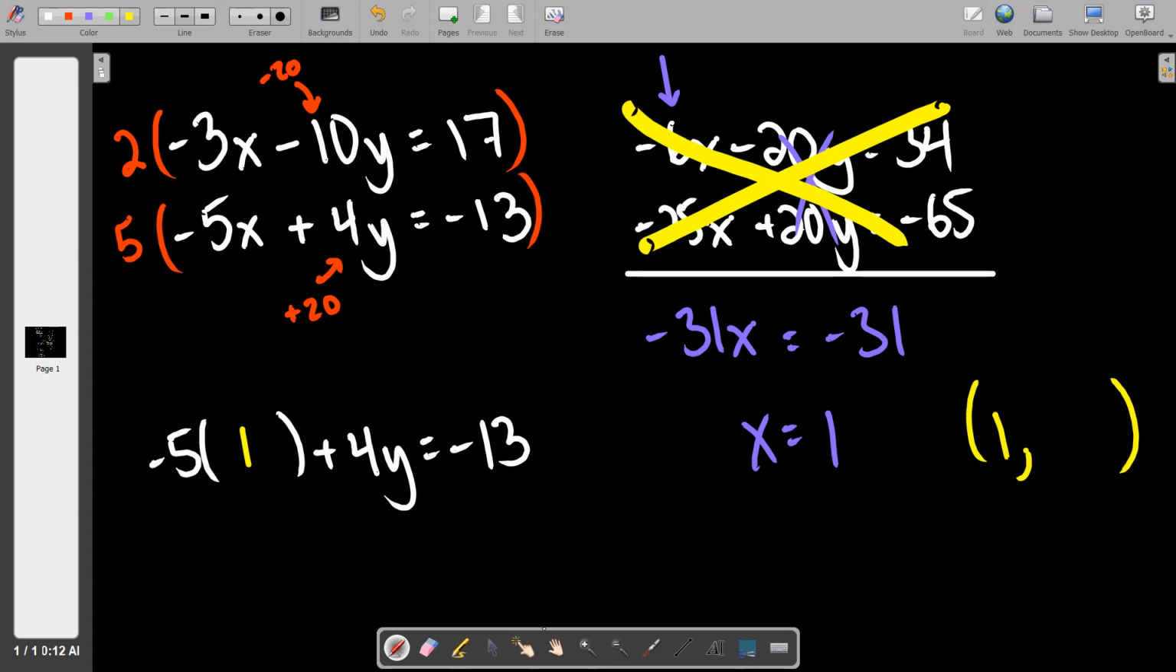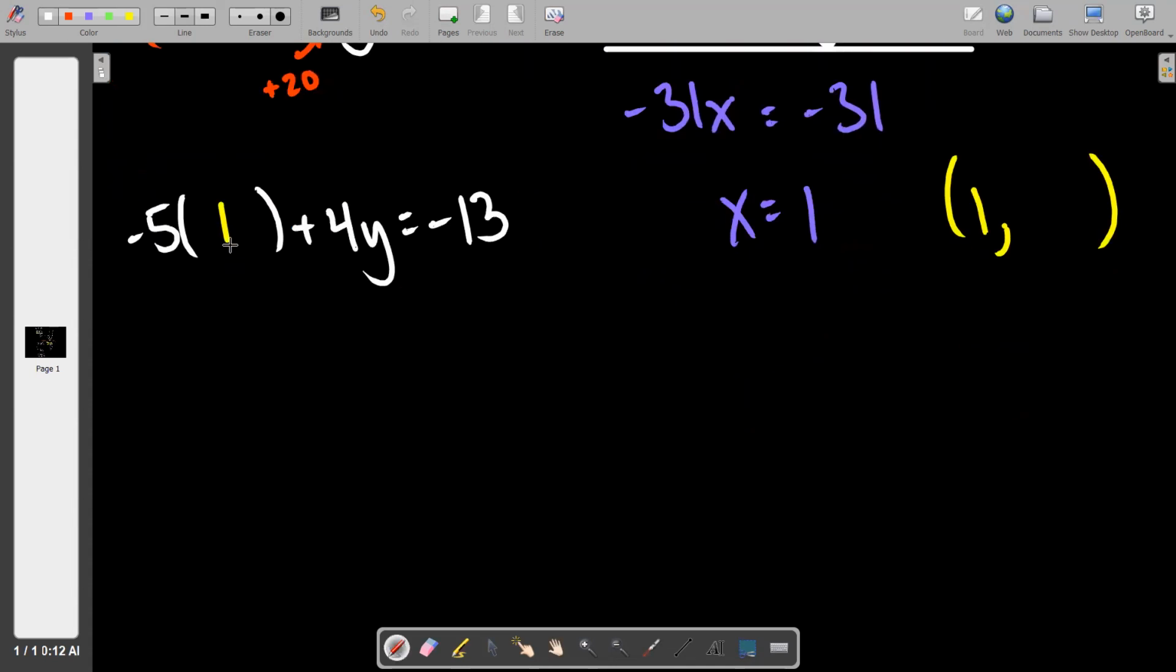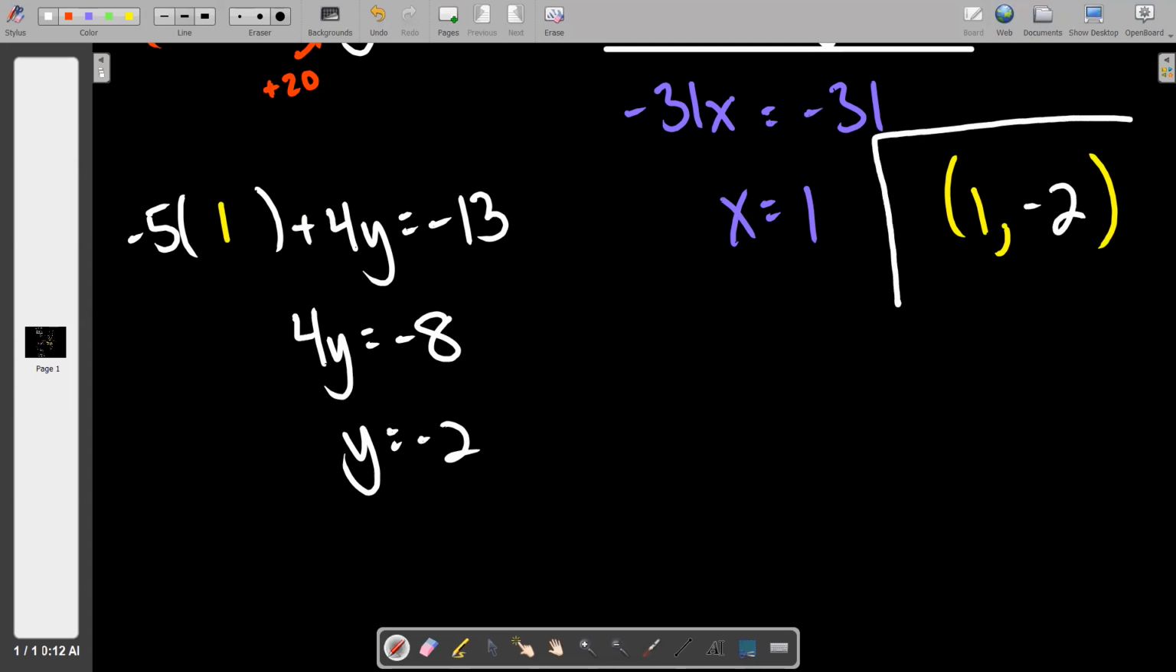All right, let's get to it. What's negative 5 times 1? Negative 5. I then, of course, have to turn around and add that 5 to the other side, giving me negative or 4y equals negative 8. So what's y? Done.